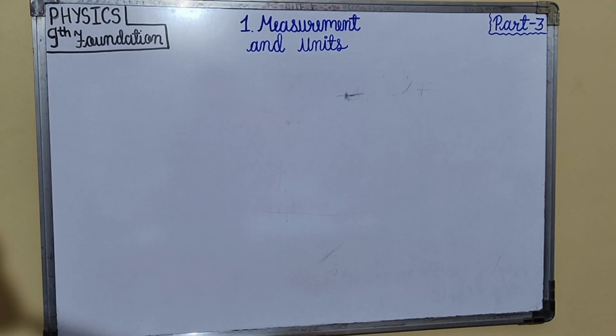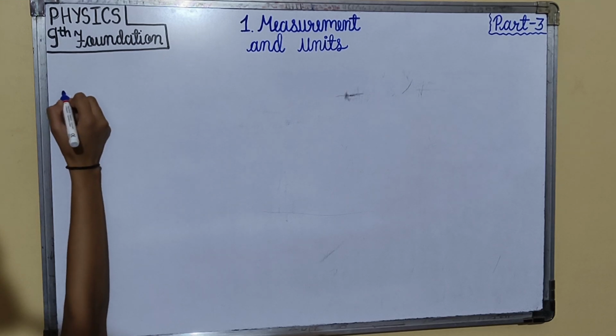Today we are going to learn class 9th physics chapter number 1 measurement and units. This is our part 3. In this part we are going to learn the same thing in the form of a visual, that is units of some derived quantities. Total 8 derived quantities we are going to discuss.